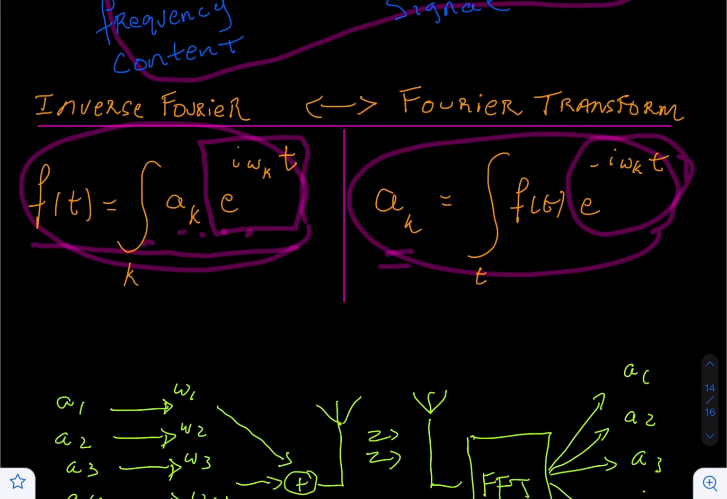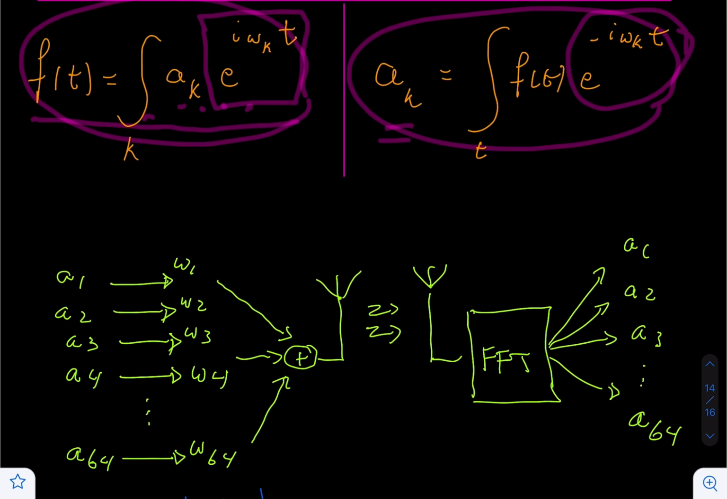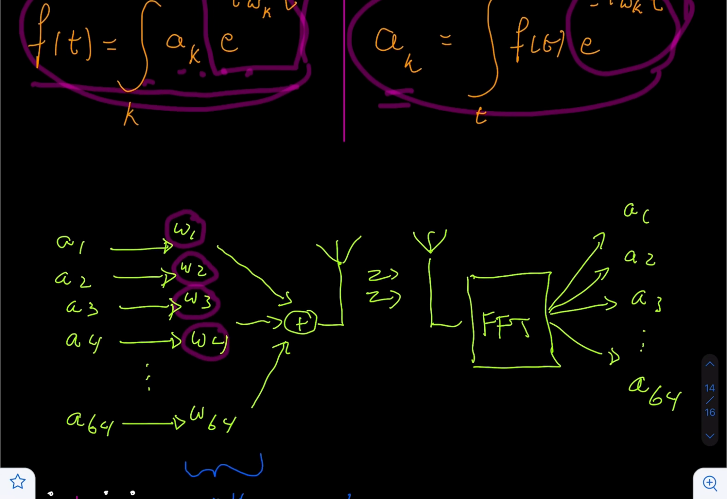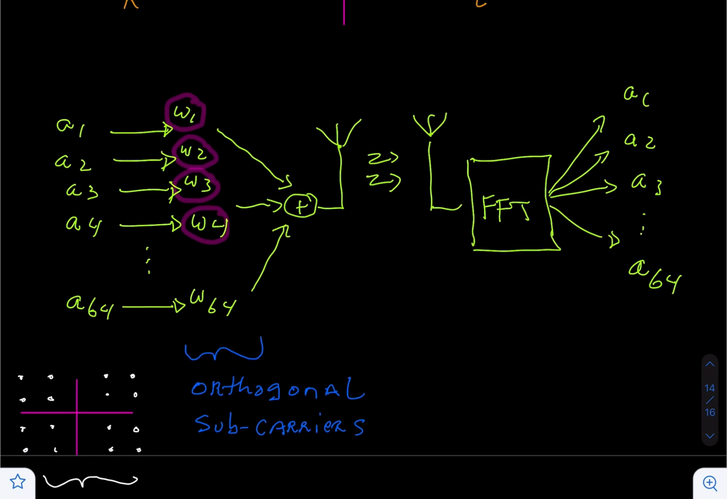So let's get into your Wi-Fi right now. When you're actually transmitting 5G Wi-Fi or LTE, what do you actually do? You have all of these different tones. Remember, I said here's your 440 hertz, here's your 1000 hertz, here's your 1500 hertz, and so on. And you end up adding 64 of them. We call these tones subcarriers, and they happen to be orthogonal.